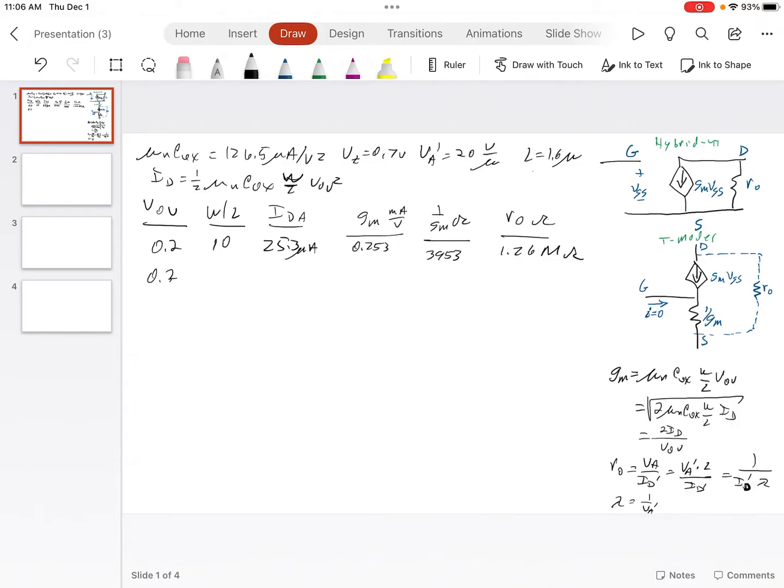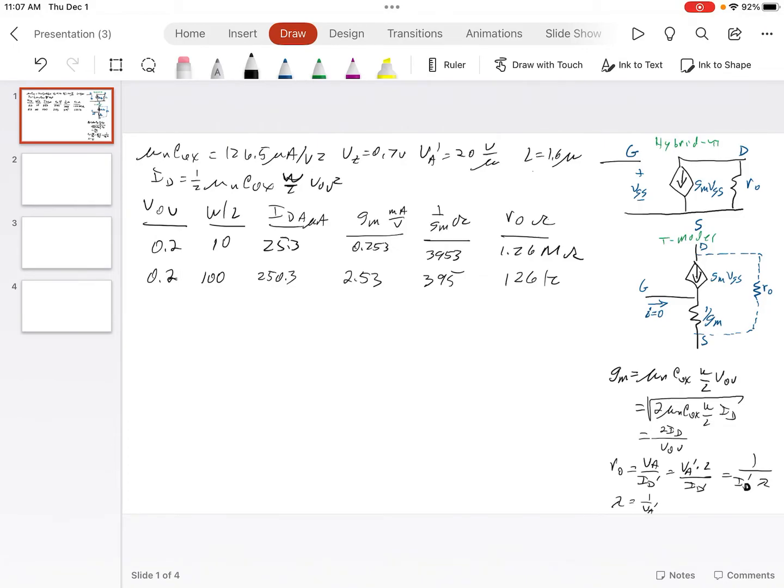Now, if we still had a V_ov of 0.2 volts, but we had a much bigger W over L, 100, then we get 10x the current, 250 microamps. And that would give us 2.53 milliamps per volt. And 1 over gm now, of course, will be 10x smaller, so 395. But we lose quite a bit of our r_o there. We now have 126K.